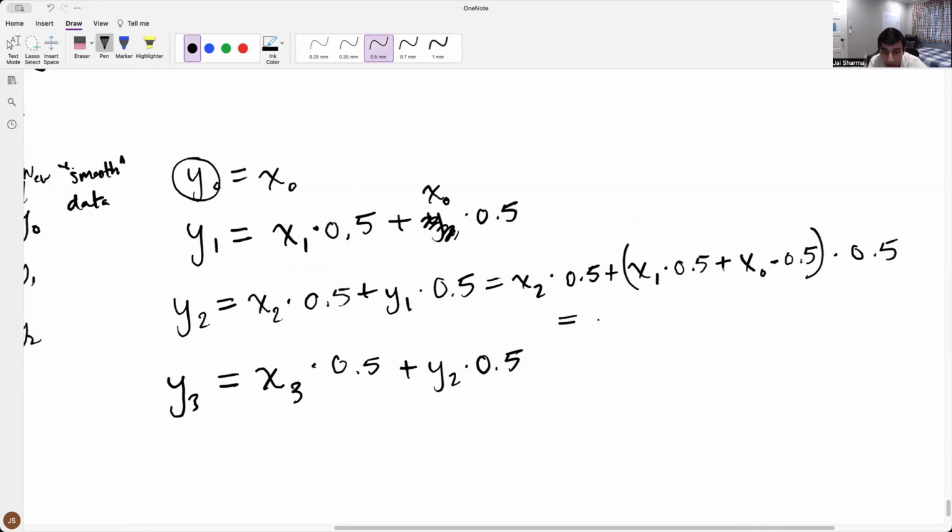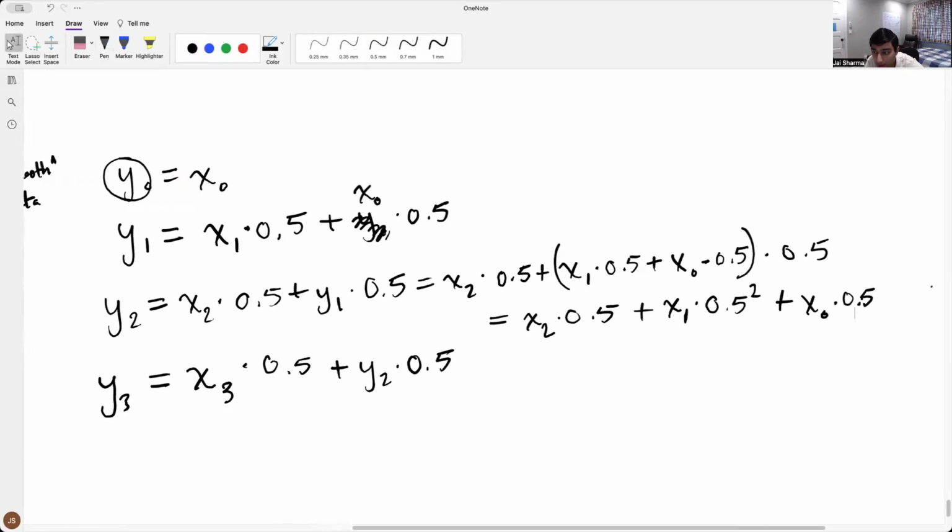And then we have x2 times 0.5 plus, let's say, x1 times 0.5 squared. Actually, this is not 0.5 squared, this is 0.5 to the power of 3. No, wait, sorry. This is squared, sorry. Yeah, this is squared. And then plus x0 times 0.5 and then squared.